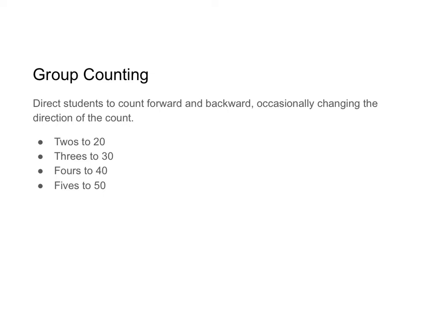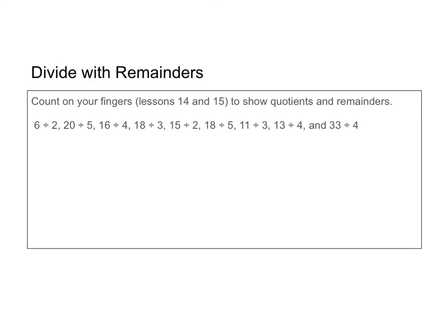Alrighty, that part is done. Our last one is very similar to what we've already been doing. We're going to be using our fingers. So this time you don't even really need your whiteboard unless you want to write down what your quotient and your remainder is. Remember that the quotient is the answer to a division problem.